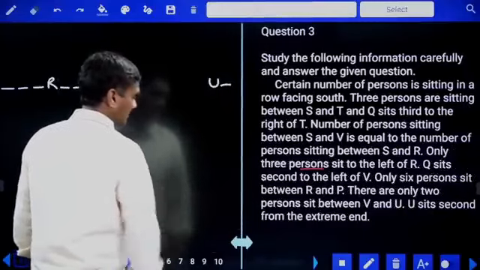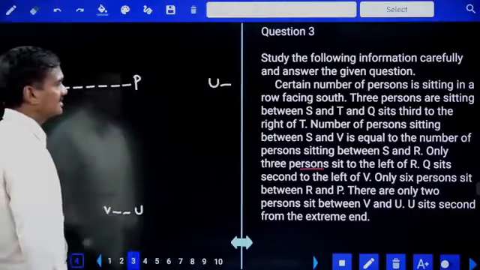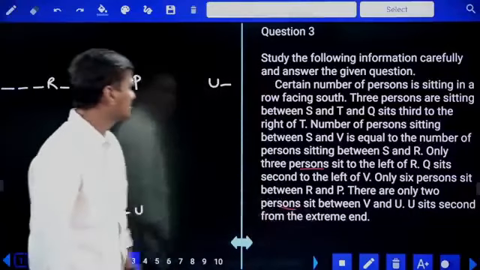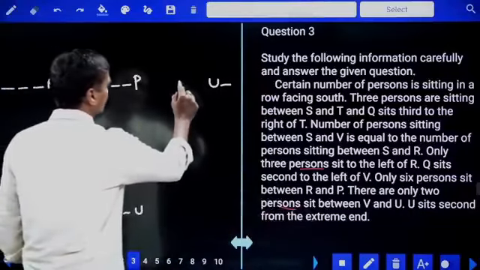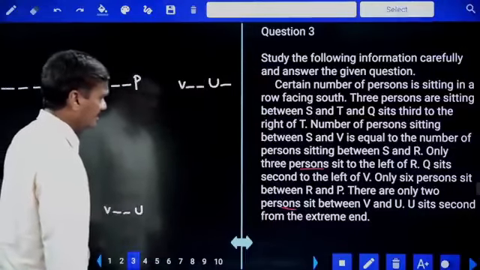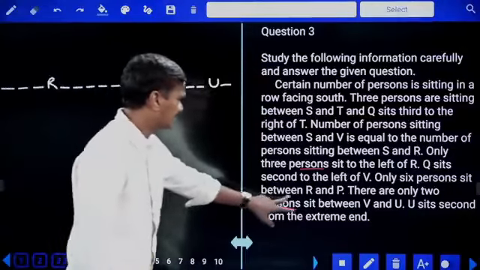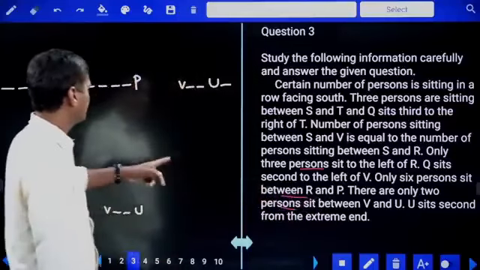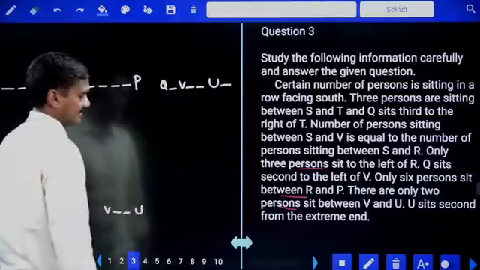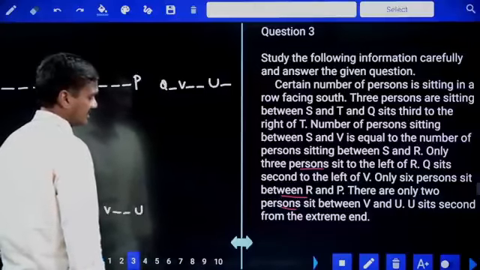Done with this one? We have fixed U here. If U is second from the right end, then there are only 2 persons between U and V. Between V and U, how many should there be? There are only 2 persons between U and V. And only 6 persons sit between R and P, that is done. And Q is seated second to the left of V.